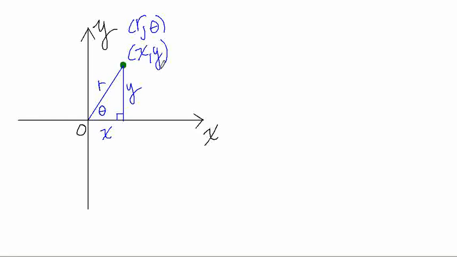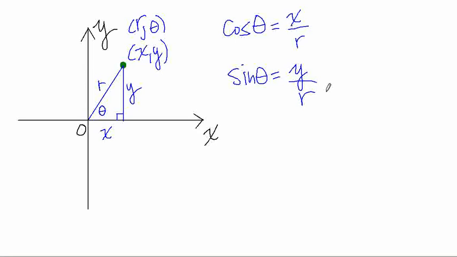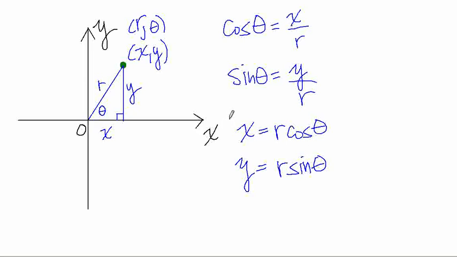Now, to see how r and theta are related to x and y and vice versa, let's use the definition of cosine and sine. What is the cosine of theta in terms of the lengths of the sides of that right triangle? Isn't it x over r? And what about sine of theta? Isn't the sine of theta equal to y over r? All right? So now, multiplying both sides of those two equations by r, we get x is equal to r cosine of theta and y is equal to r sine of theta. So that's how you convert from polar coordinates to rectangular coordinates.